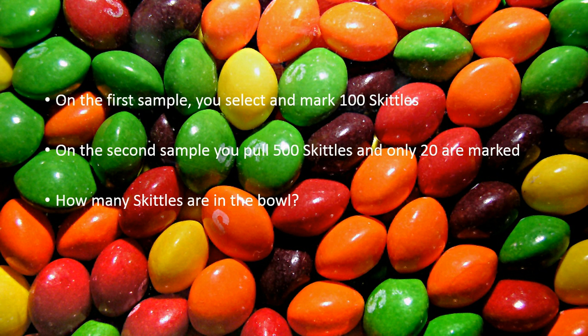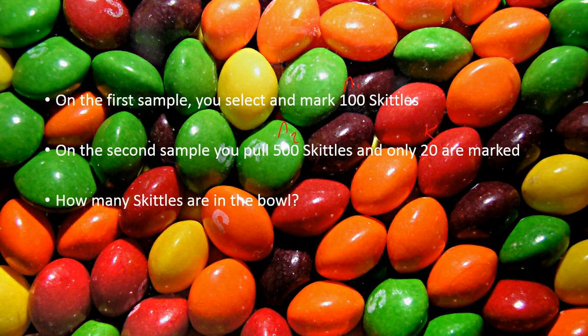All right, we put those Skittles back in the bowl and then we shake it up, shake it up, shake it up, and we shake up the big bowl. And then what we do is we take our second pull, and we pull out 500 Skittles. And from those 500, we only got about 20 that were originally tagged. Now, our N1 in this case is the 100, our N2 is the 500, and our K is the 20.